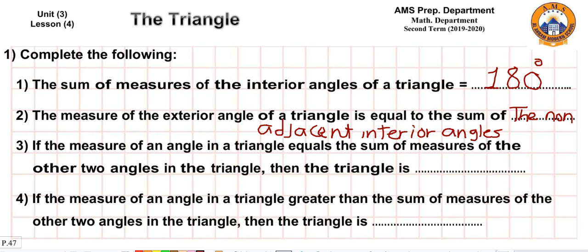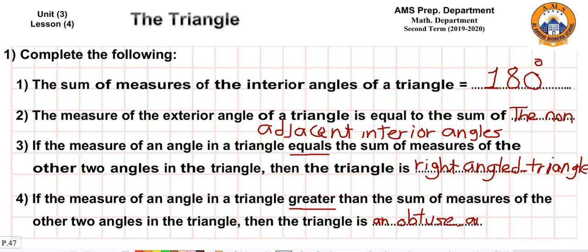If the measure of an angle in a triangle equals the sum of the measures of the other two angles in the triangle, then the triangle is right angled. Now if one angle is greater than the sum of the measures of the other two angles in the triangle, then the triangle is obtuse angled.